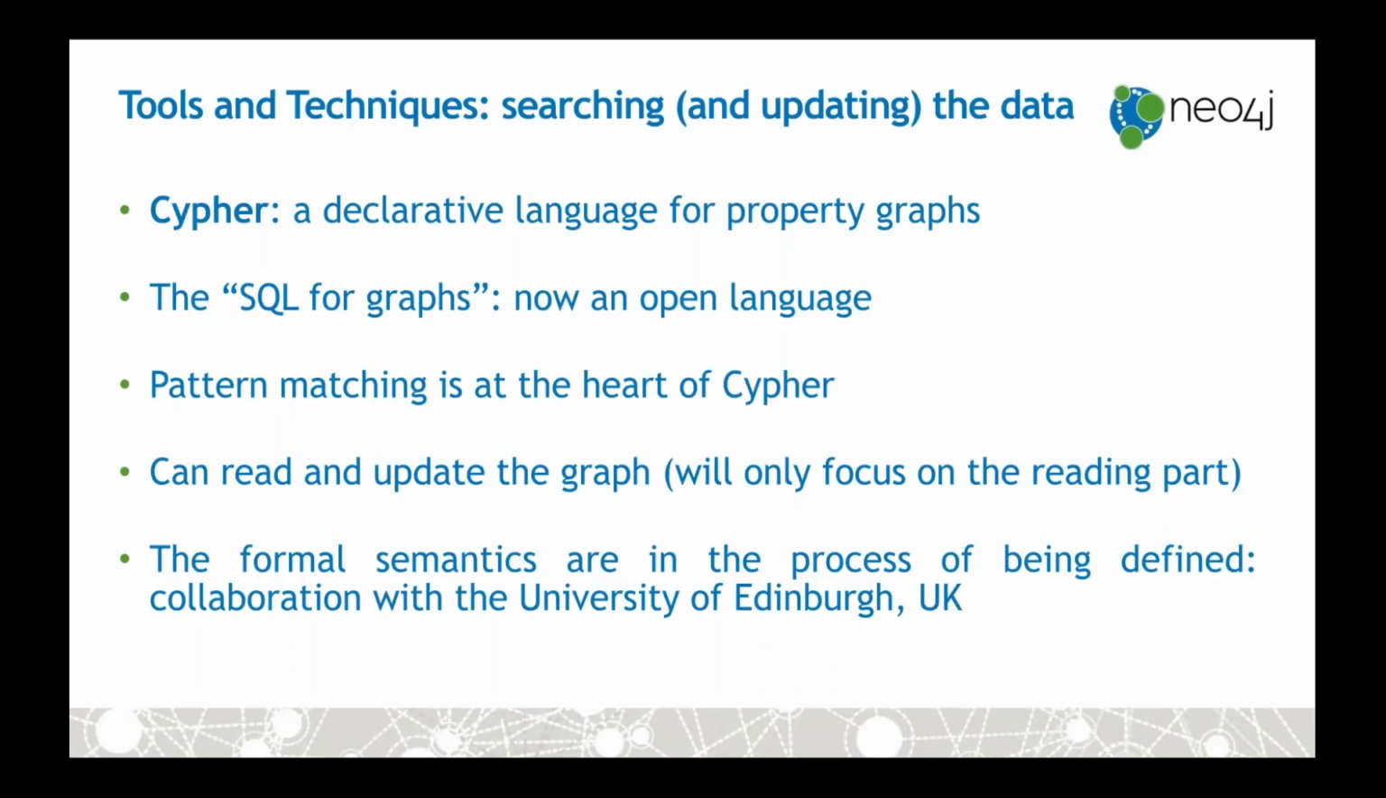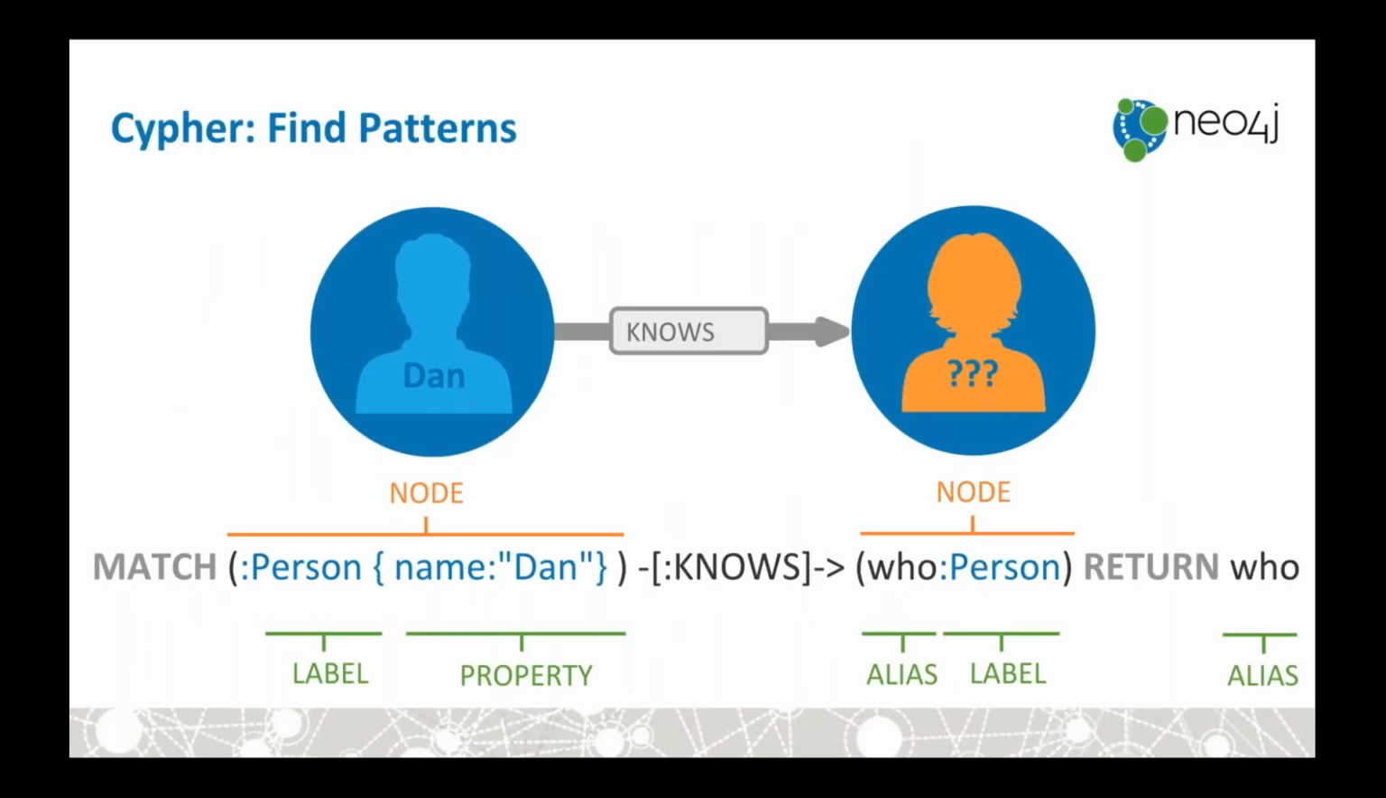Also, with any serious query language, as some of you may know, getting a definition of the formal semantics is a very important thing. What we are doing at the moment is collaborating with the University of Edinburgh here in the UK, and they are defining the formal semantics of Cypher. It's going to be released pretty soon, and we've submitted a paper on this as well. The idea here is to ensure the correctness of Cypher and make it the de facto standard property graph query language.